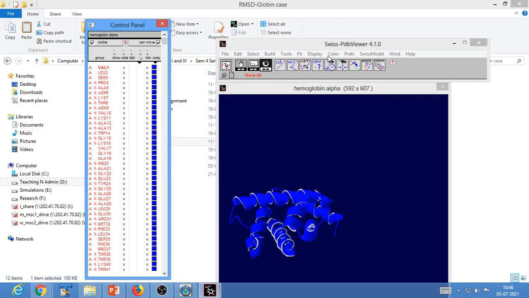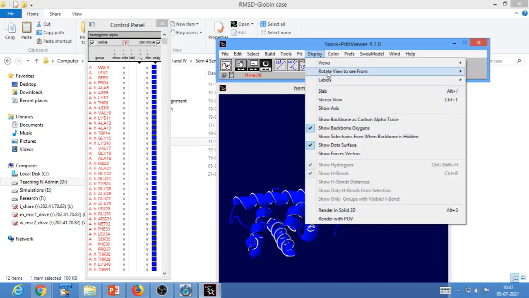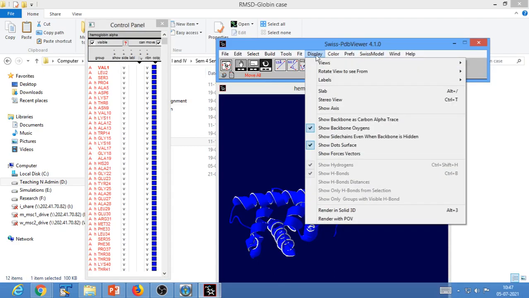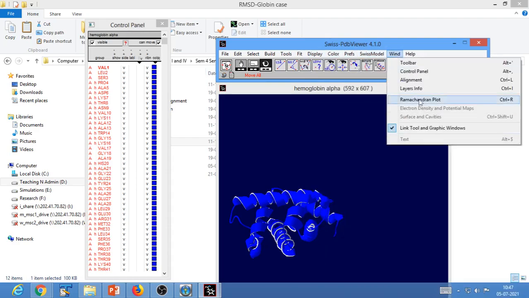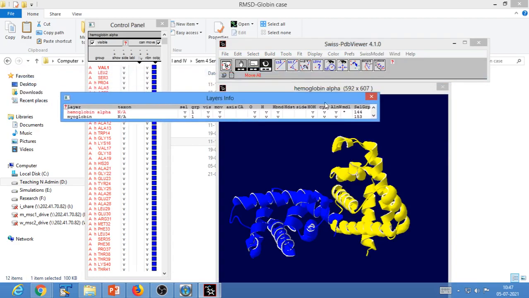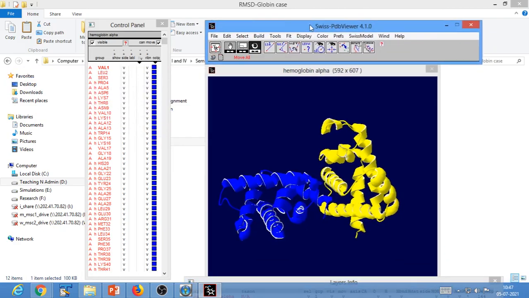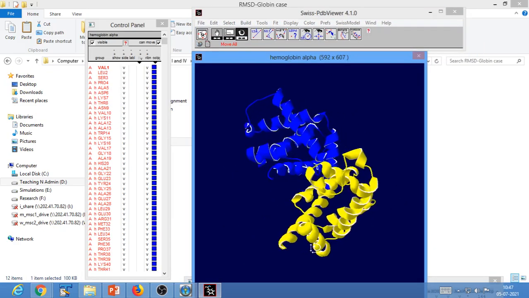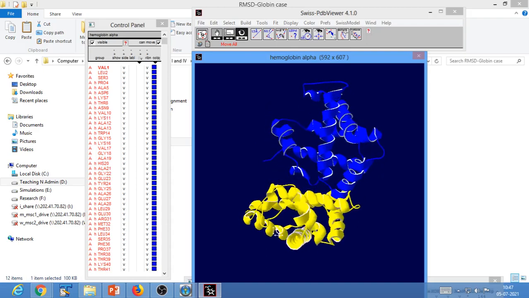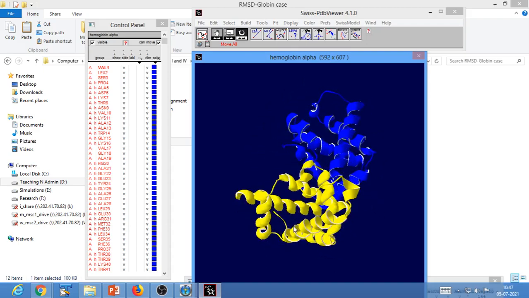Okay, now let me display this. Okay, so here are the two structures that we are supposed to find out if these two structures are similar to each other or not. For doing this, as I have already said, first we need to superimpose these two structures.